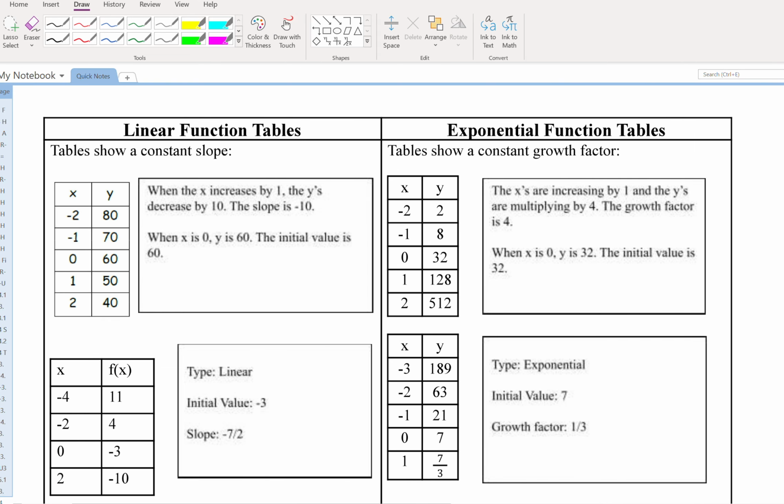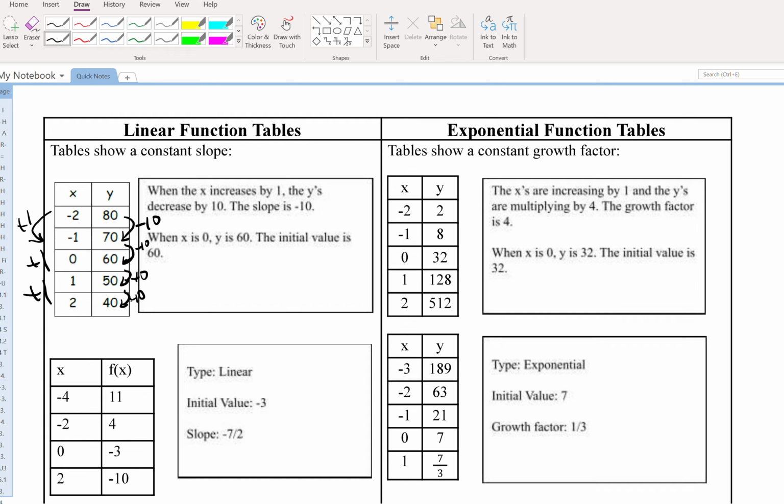Now on this next one, it talks about how the tables change. Tables show a constant slope. When the x increases by 1, the y's decrease by 10. The slope is negative 10. So here these increase. This is plus 1, plus 1, plus 1. Each one of those is increasing by 1. But down here, this is minus 10, minus 10, minus 10, minus 10. So if you have a constant change, meaning adding or subtracting, then that is going to be linear.